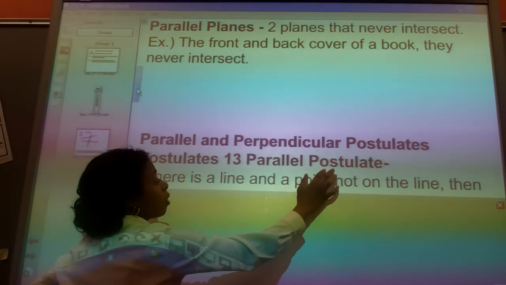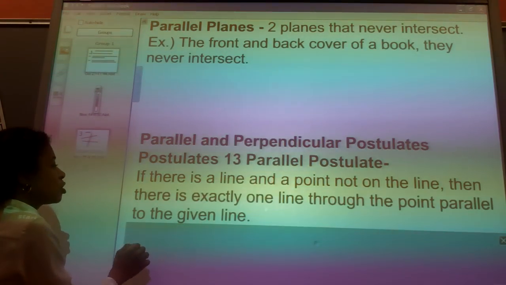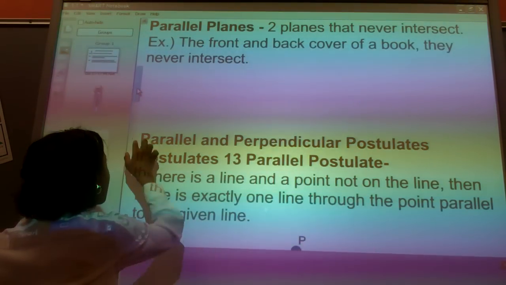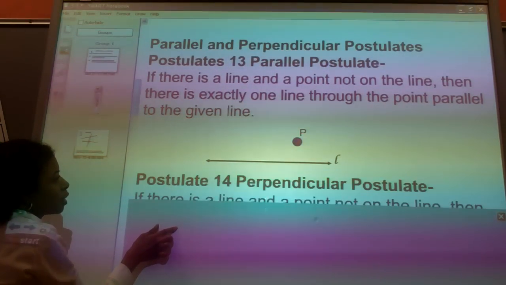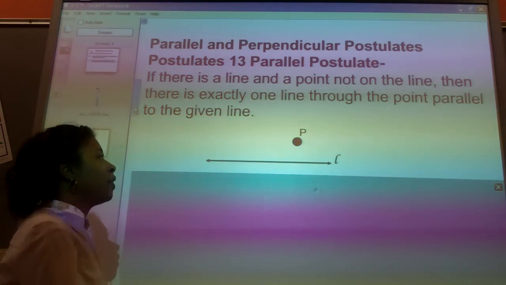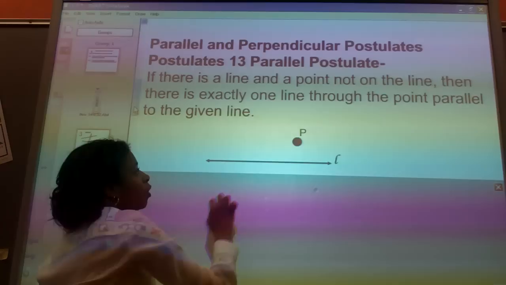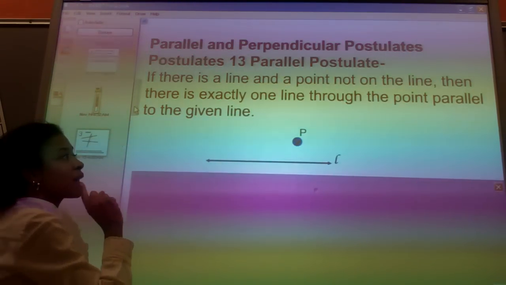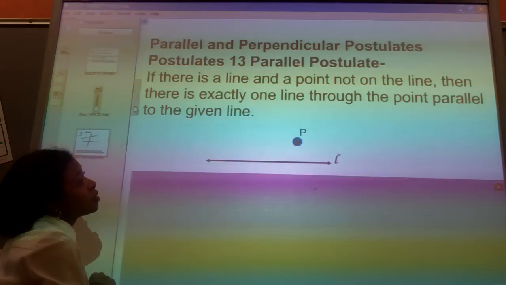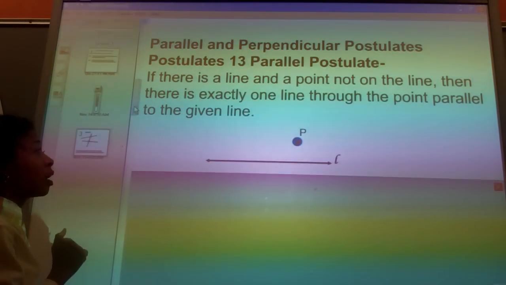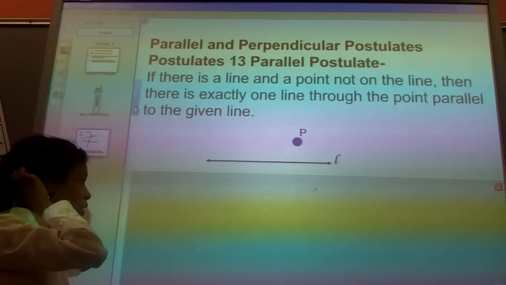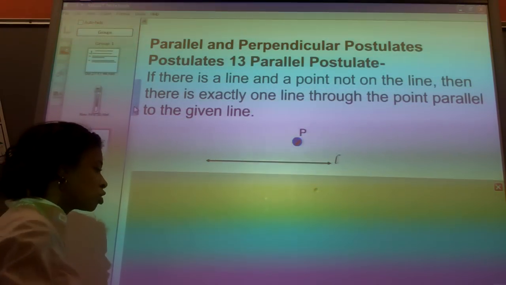Okay, so we have the parallel postulate, and this postulate simply says if there is a line and a point that is not on the line, which I'm going to show you here. For example, if I have a line and a point, and this point P does not lie on L, there is exactly one line that I can draw through point P that is parallel to line L. If I want this point P to be on a parallel line to line L, there's only one direction I can draw it.